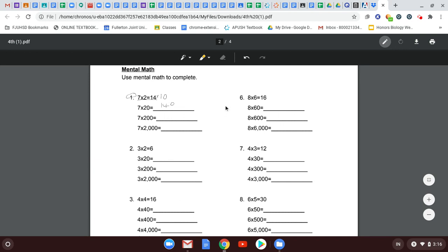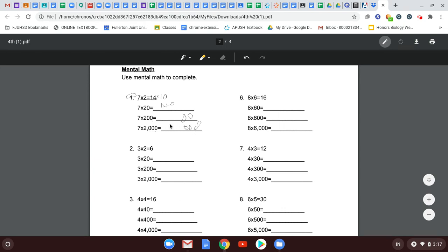Basically, however many zeros there are, that's how many zeros there should be within the answer. So if there's 1 zero, then there should be 1 zero over here. If there's 2 zeros, there should be 2 zeros automatically. And if there are 3 zeros, there should be 3 zeros automatically here as well.